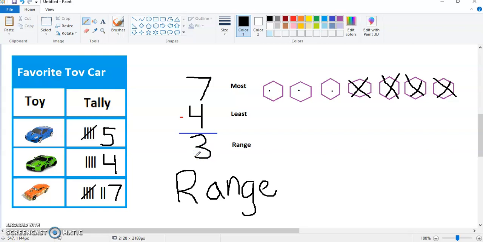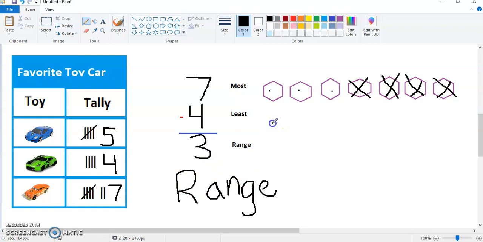So when you're doing this on your page, I want yours to look the same as me. It should say the most, 7, take away, minus, subtract the least, 4, equals how many left over? 3. 3 is the range. There are 3 numbers between 7 and 4.